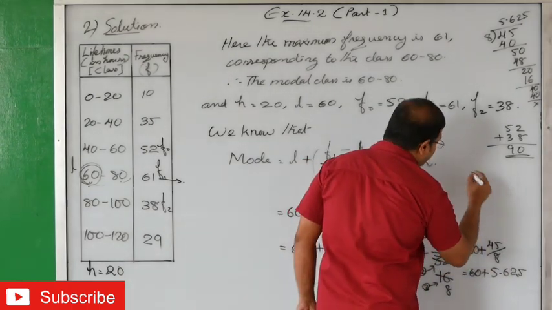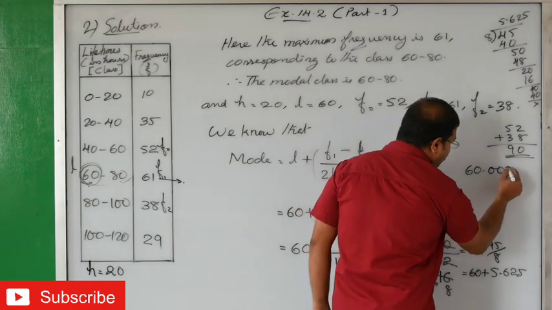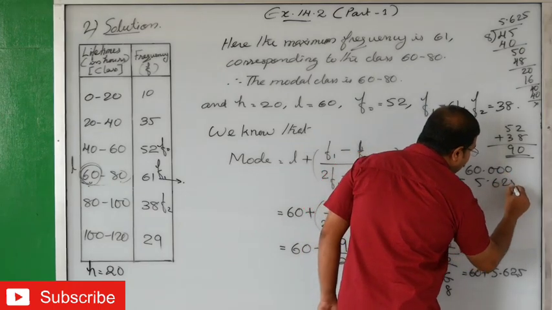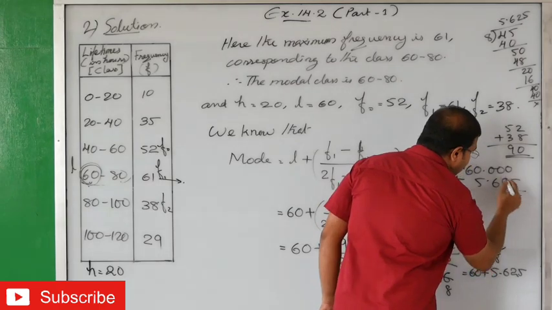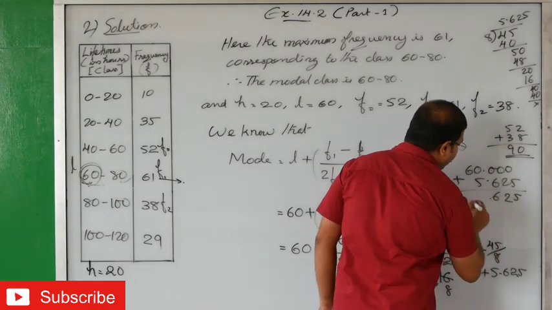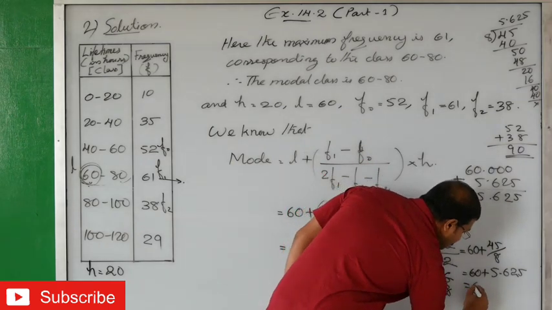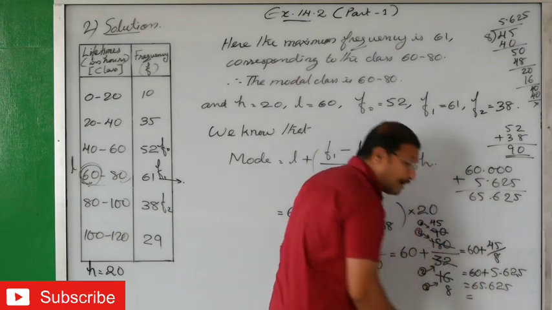Ready? So what will we do? 60.000, because 3 is there, plus 5.625. We'll add it. 5 to 6 point 0 plus 5, 5, 6. So we got it now. 65.625. If you want, you can write this way.